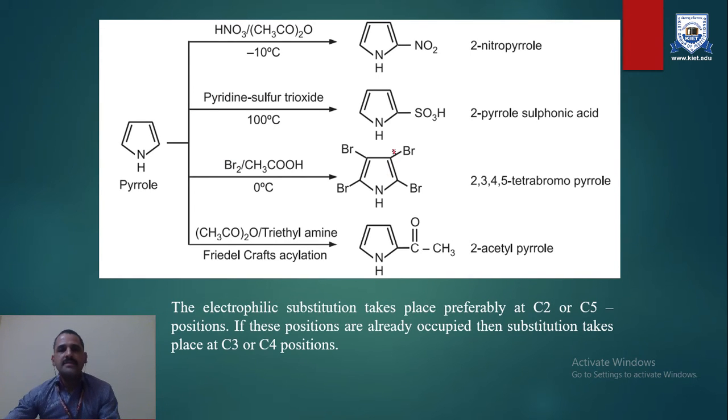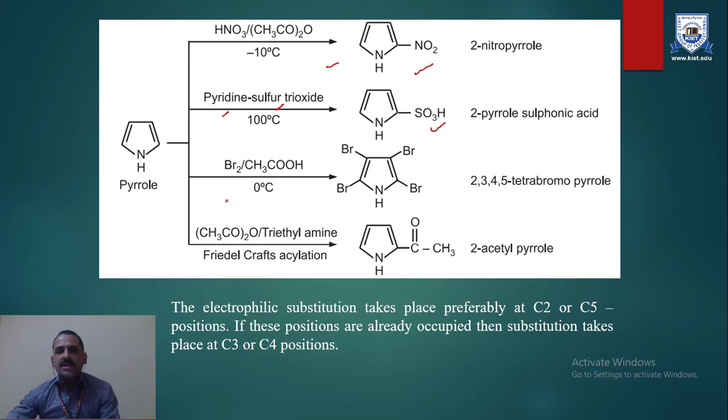So we have some electrophilic substitution reaction examples here. The first reaction is the nitration reaction, where nitropyrrole will form. Another one is the sulfonation reaction, where the sulfonation will generally occur in the presence of pyridine and sulfur trioxide at 100 degree centigrade temperature. So 2-pyrrole sulfonic acid will be formed as a yield.